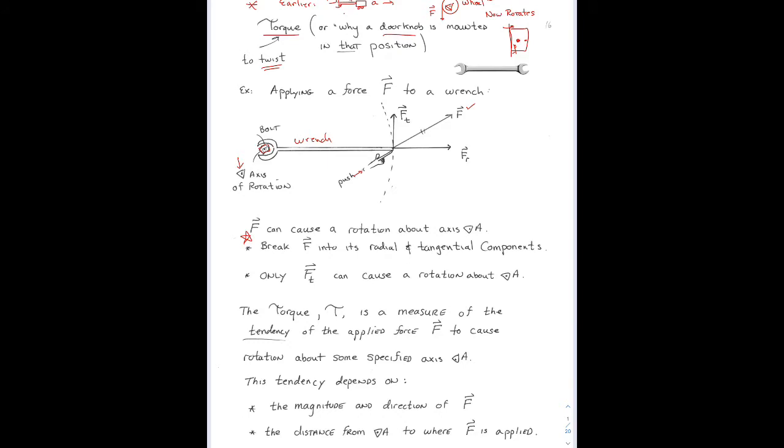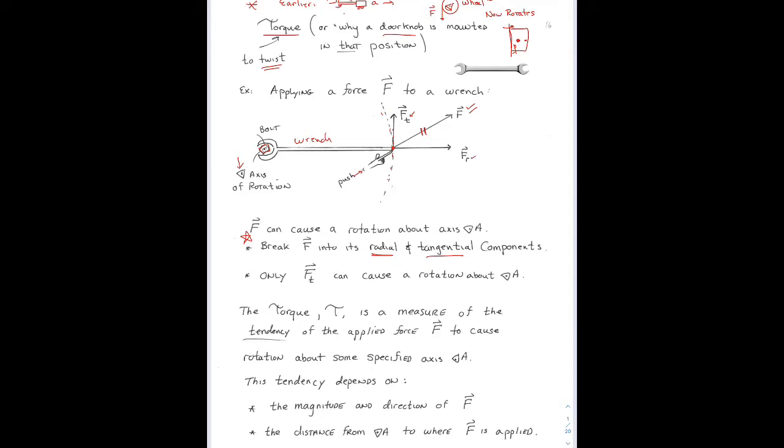So what I did is I took this applied force and broke it up into its radial and tangential components, because I looked at what the tip of the wrench is doing. If the wrench is going to move, the tip of the wrench is going to trace out a circle. So I broke the force into a component tangent to the circle, that's my tangential force, and a component along the radius, that's my radial component.